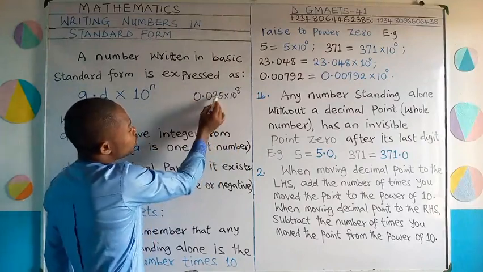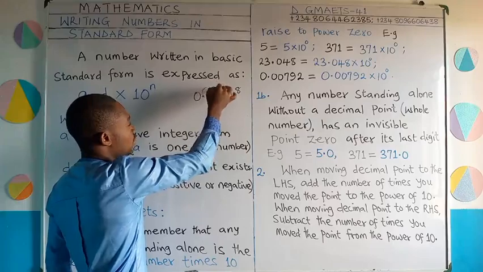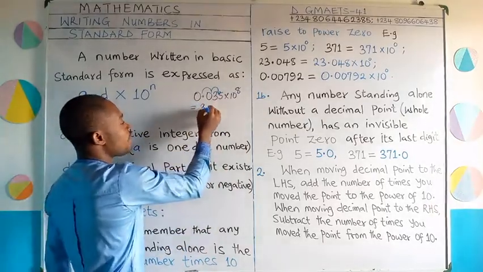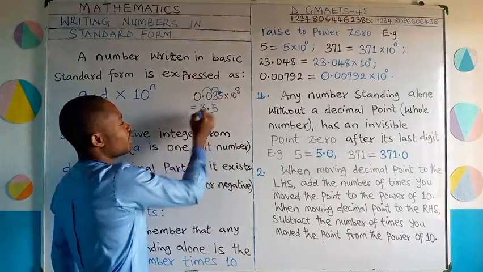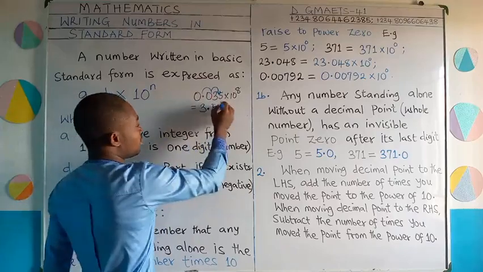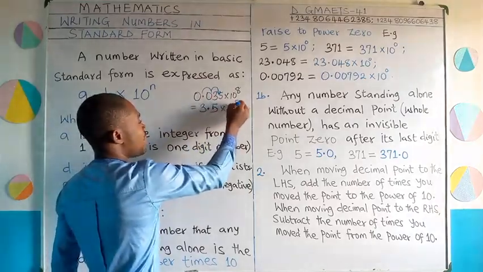The point needs to come between these 3 and 5. 1 and 2. So you see you moved it 2 times. So this will become 003.5. That 00 doesn't mean anything again. Times 10 raised to power 8.